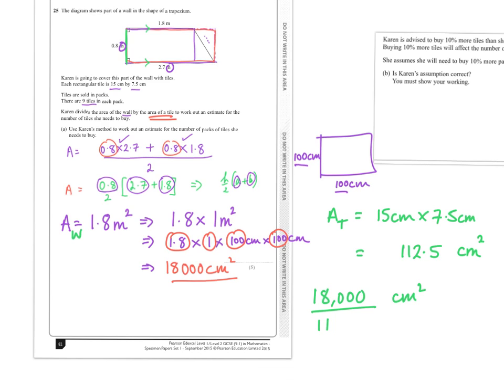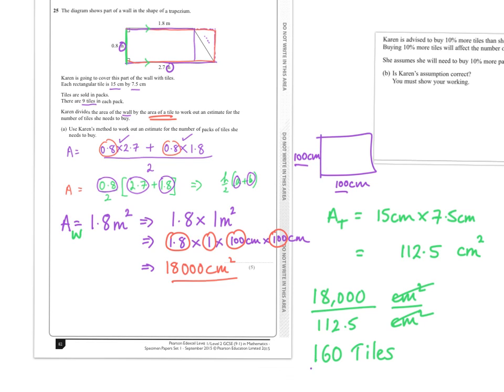So what Karen does is she takes the area of the wall, and that's in centimetre squares, divides by the area of a tile, which is in centimetre squares, divides them out, and you put 18,000 divided by 112.5, we get 160 tiles.